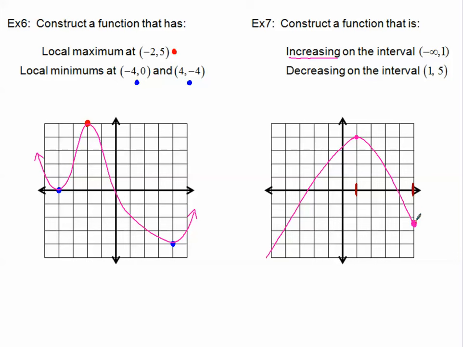So now I need an arrowhead over here. I'm definitely increasing from negative infinity all the way to the value of 1. And then I turn and I start to decrease, and I'm only decreasing between 1 and 5. So this might be an open dot or a closed dot, and hopefully you tried those and you did well. We'll practice this more in class, and I will see you then.